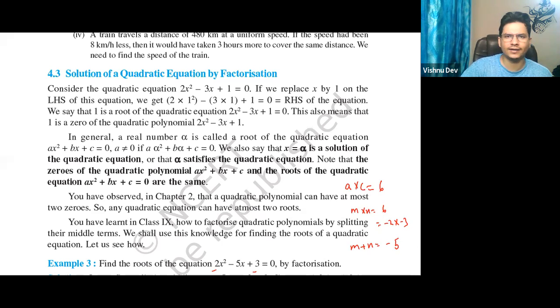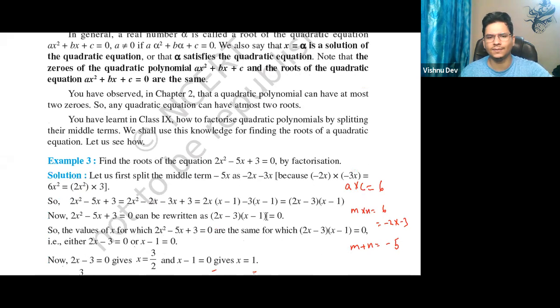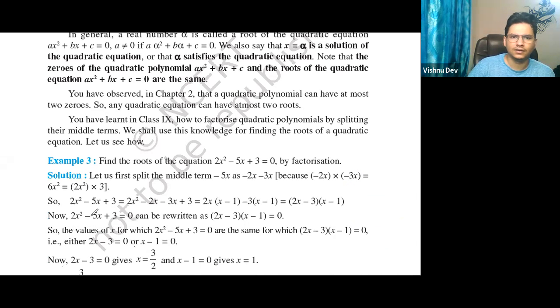Yes? Okay. Minus 2x, minus 3x. So this is the only thing that you have to do. After splitting, if you find what is m and n, you can easily find the rest. So minus 5x can be written as minus 2x minus 3x, right? Then you just split it.